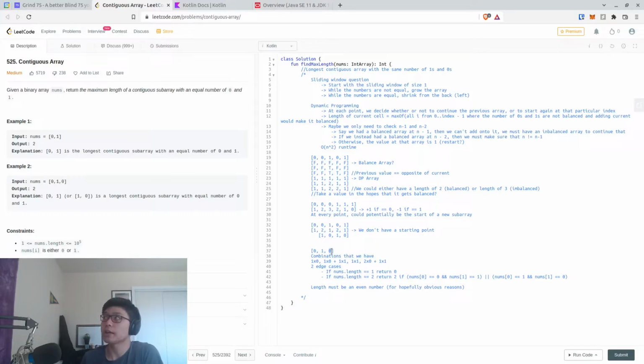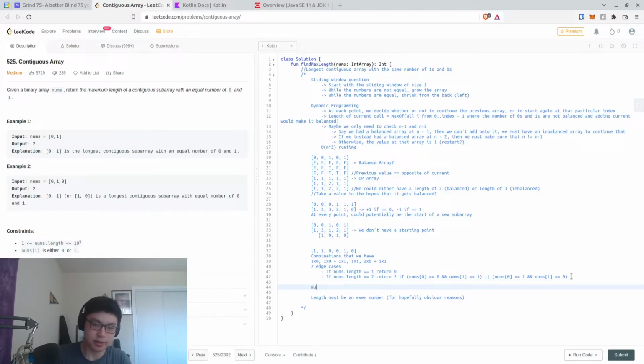And if we want to go further than that, well, we could potentially have something like a 0 0 1 1. And in that case, we'd have to check, okay, I can match with this 1. I can't match with this 0. I can't match with this 0. I can't match with this 1, but I can match with all of these. So do we just want to do that then? No, because num's length is less than or equals 10 to the 5. So that implies that this should be an O of n solution.